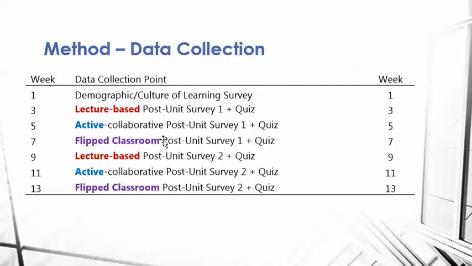Data collection worked like this. There were actually 2 rounds for each teaching strategy. So there was the lecture-based strategy, the active, and then the flipped, and then lecture-based, active, and flipped, all with different topics, of course. And after each 2-week session, there was a post-unit survey and a quiz.